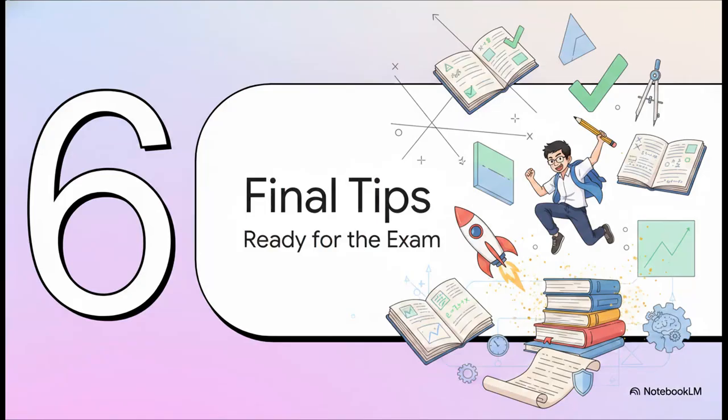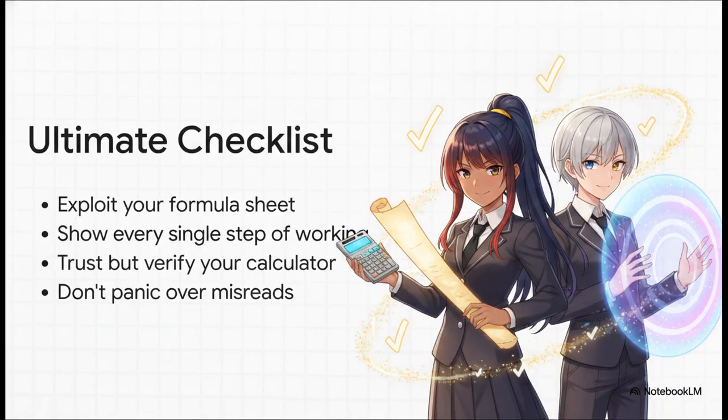And finally, Section 6, Final Tips. So the most crucial thing to take away from this explainer is to remember this ultimate checklist. Number 1, exploit your formula sheet. I mean, these are free marks, literally sitting on your desk. Number 2, show every single step of your working to guarantee those sweet method marks.